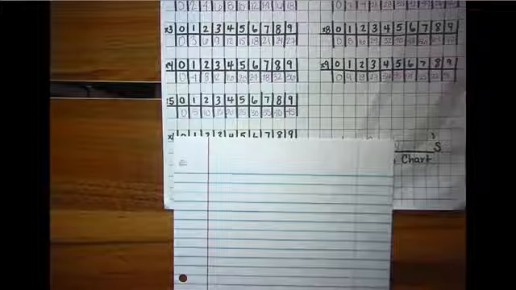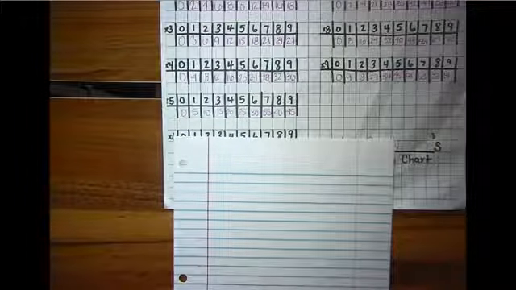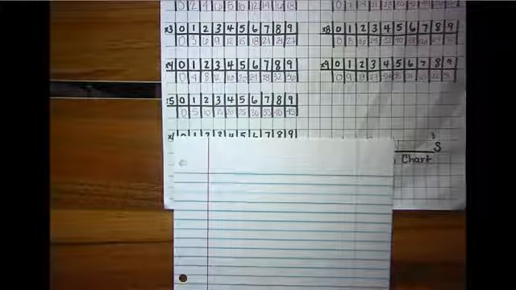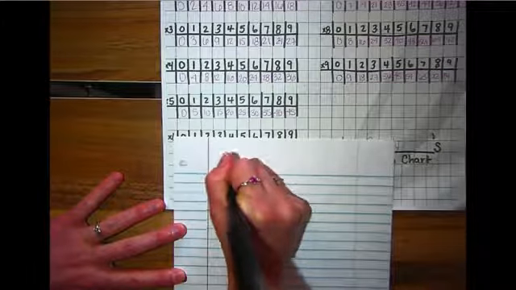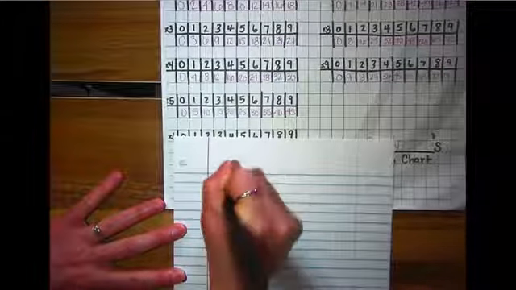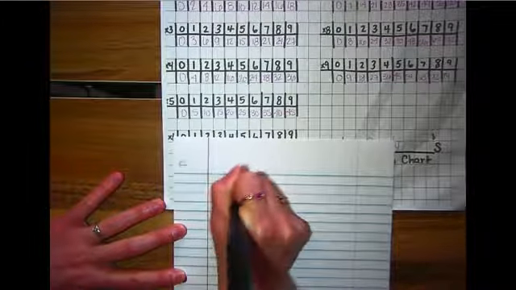It is Miss Brady here, and today we are going to be reviewing two-digit by two-digit multiplication, and we will be using our multiplication charts to help us with our problems. We're going to start by modeling the problem 96 times 32.